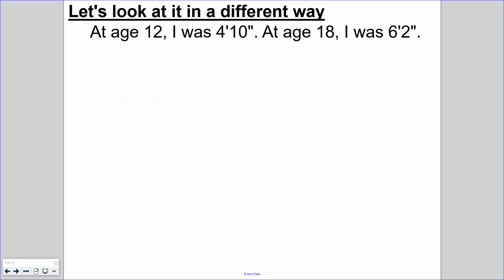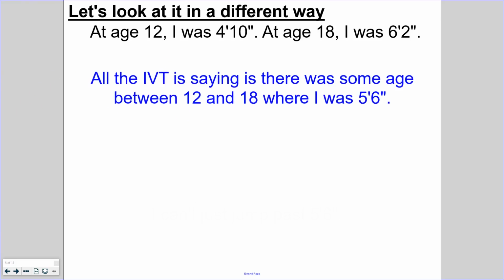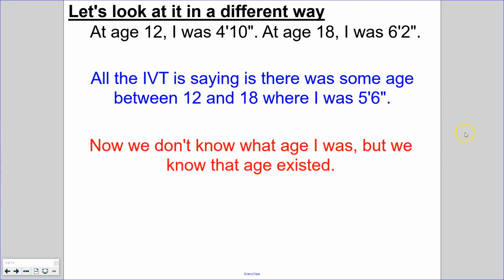And all the mean value theorem says is that at some point in time, between the ages of 12 and 18, I had to be 5 foot 6. Because it's impossible for me to grow from 4 foot 10 to 6 foot 2 without being 5 foot 6 at some point in my life. So the intermediate value theorem just says that I must have been 5 foot 6 at some point, but it doesn't tell us what age I was when I was 5 foot 6. It's just saying that I can't just jump past being that tall. At some point, I have to be 5 foot 6.